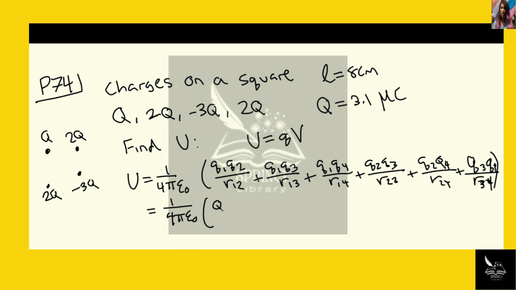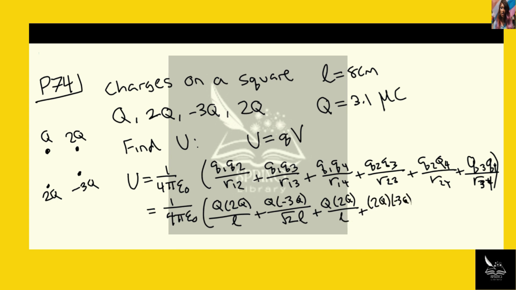So in this case, we would have Q, 2Q over L, plus Q, negative 3Q over root 2 L. Got to account for that cross diagonal distance, plus Q, 2Q over L, plus 2Q, negative 3Q over L, plus 2Q, 3Q over root 2 L. You see the idea, negative 3Q, let's do this to exhaustion, 2Q over L. Okay, so we got a bunch of terms. Now we should be able to simplify this all down.